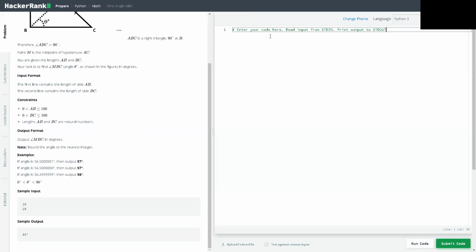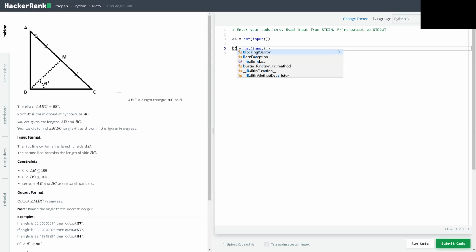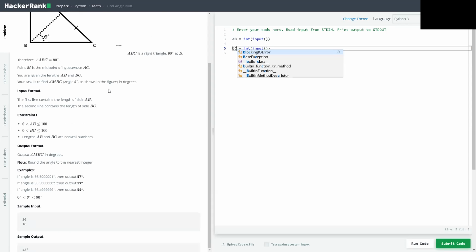So first we have to get the inputs A and B, AB and BC numbers. AB, we can convert into an integer from the string input. Let's copy this and paste it right here, and let's say BC. So AB, BC, right. And after that, we will find the angle right here.